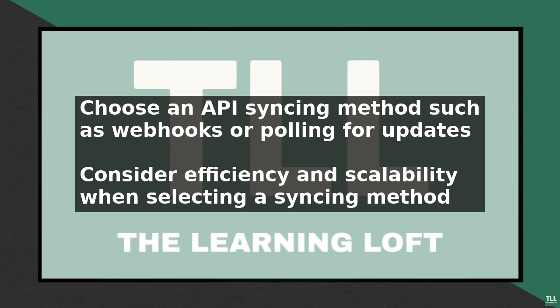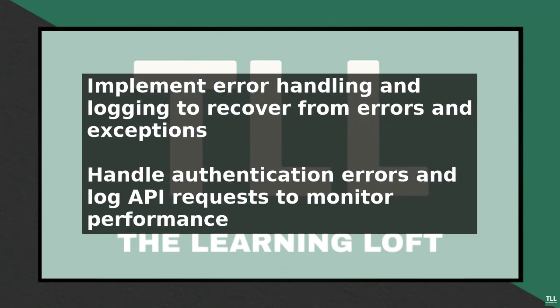To set up webhooks, register your application with the Bill.com API and specify the events you want to receive updates for, such as new bills or payments. The Bill.com API will then send updates to your application in real time, using a callback URL you provide.